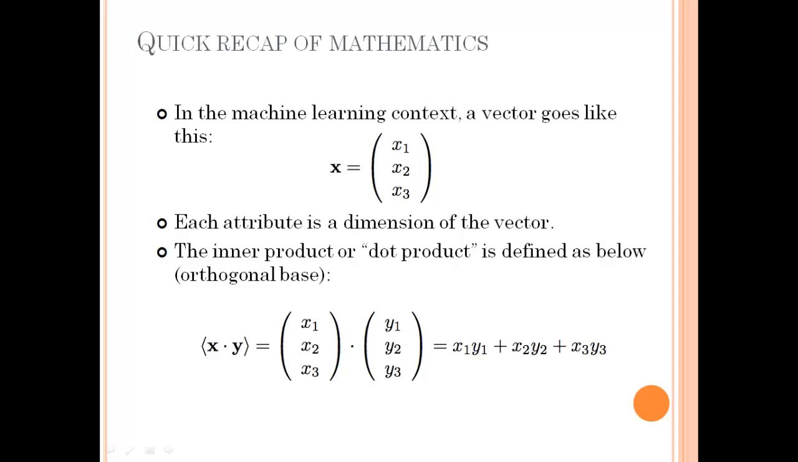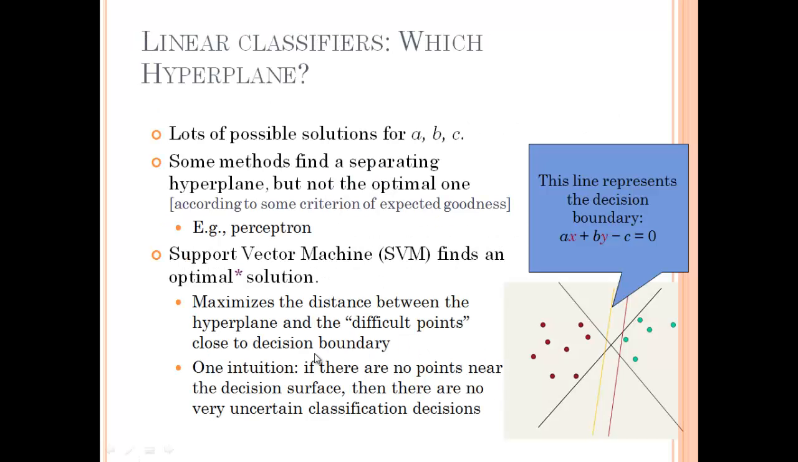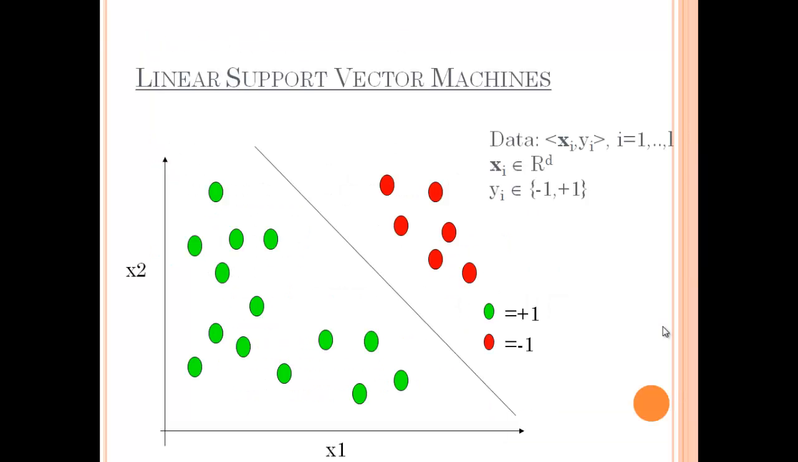This slide shows vectors x and y, the product of vectors x and y, and their results. In the slide, the decision boundary line is shown for w·x + b = 0. Some methods find a separating hyperplane, but it is not optimal. Support vector machine finds an optimal solution for this problem. It maximizes the distance between the hyperplane and the difficult points close to the decision boundary.